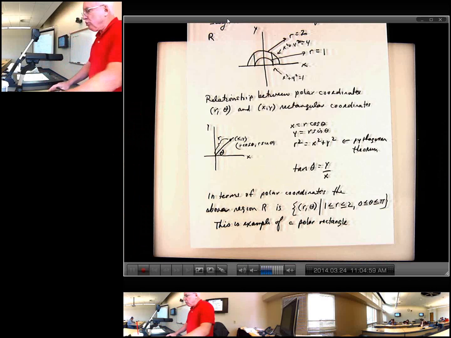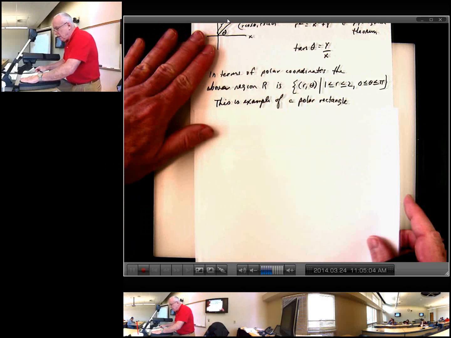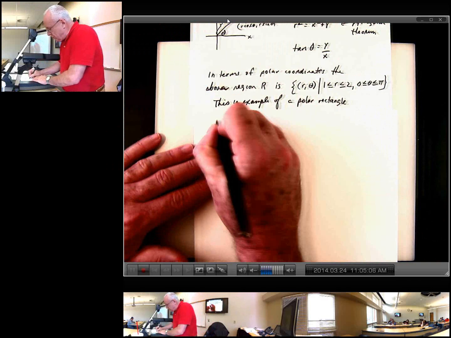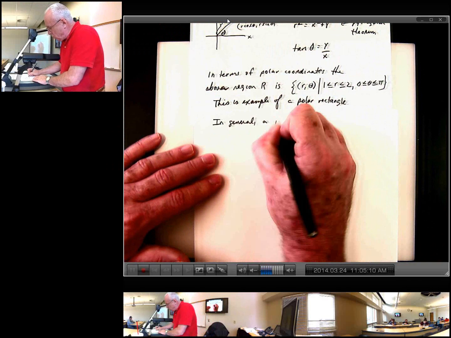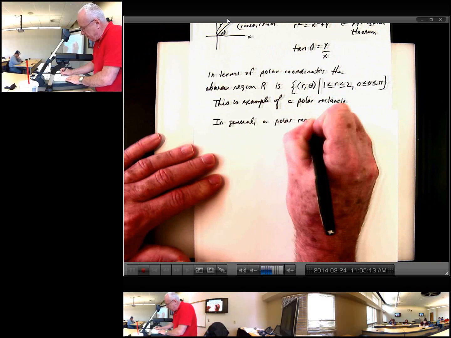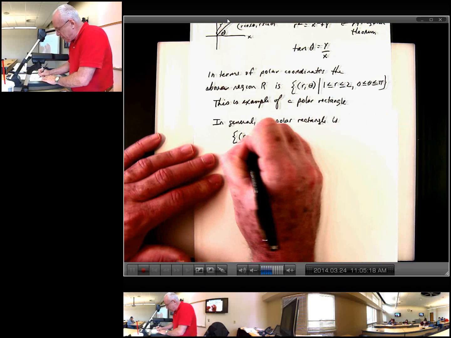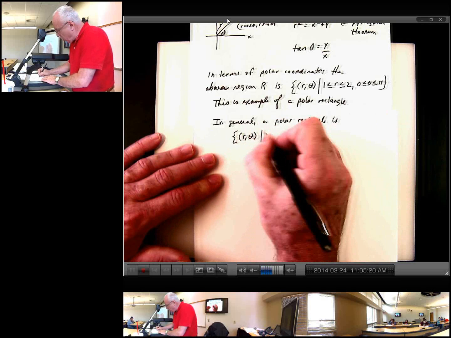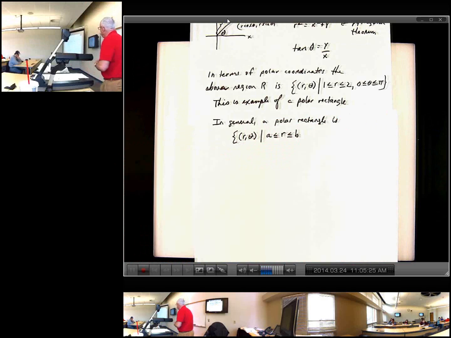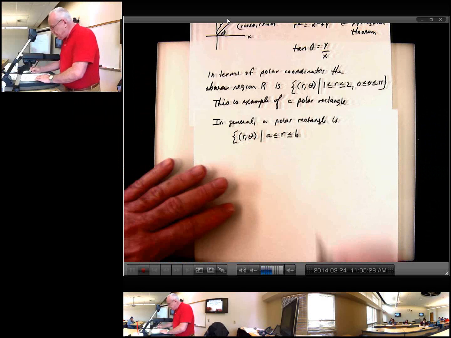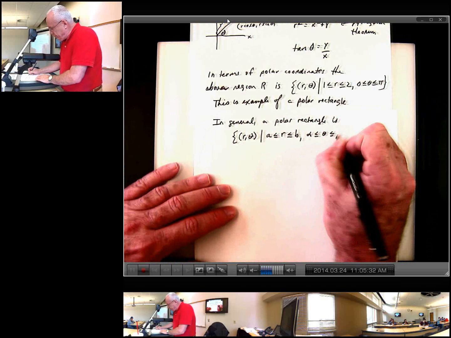In more general terms, in general, a polar rectangle is the set of points r comma theta such that r is between the positive numbers a and b, and theta is between the angles alpha and beta, say.